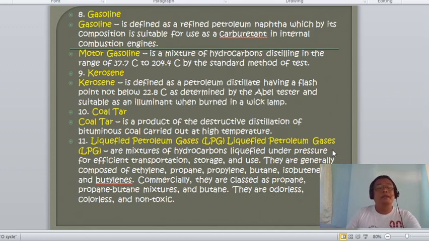Another is coal tar. Coal tar is a product of the destructive distillation of bituminous coal carried out at high temperature. Another is LPG, liquefied petroleum gas. These are a mixture of hydrocarbons liquefied under pressure for efficient transportation, storage and use.